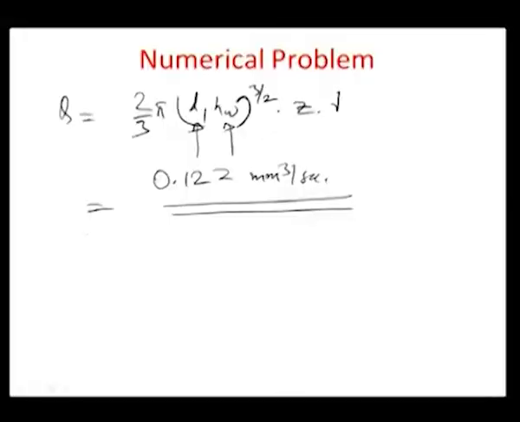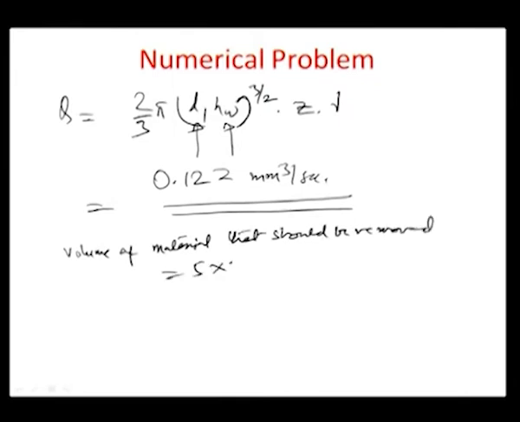So, let us actually look at how much time is needed for machining this hole. The volume of the material that has to be removed, as you know, is a 5 mm by 5 mm square hole with a 4 mm depth. So it is 5 into 5 into 4, about 100 cubic millimeter, okay.